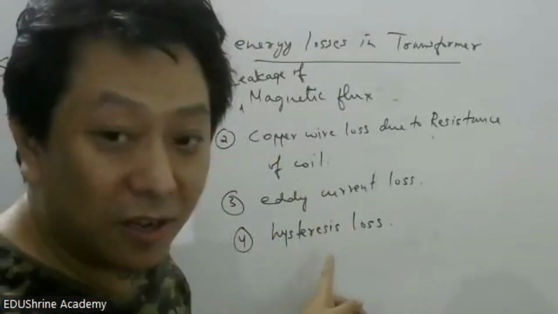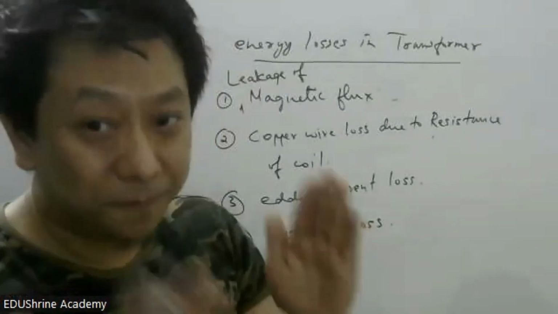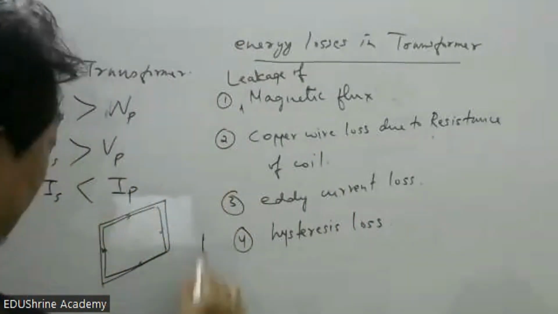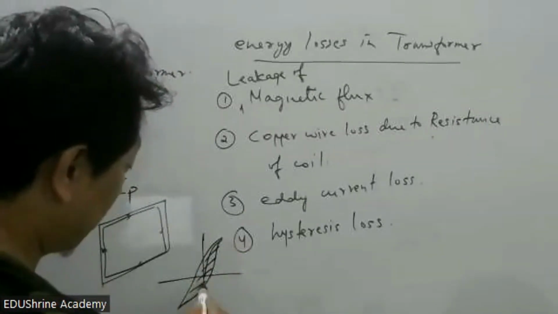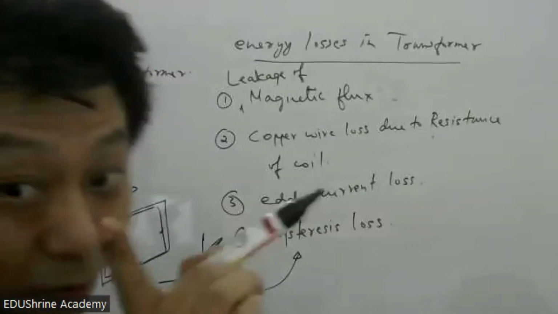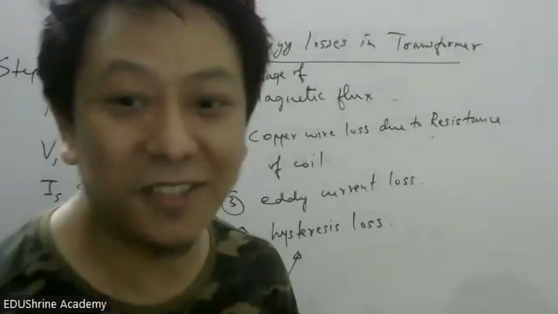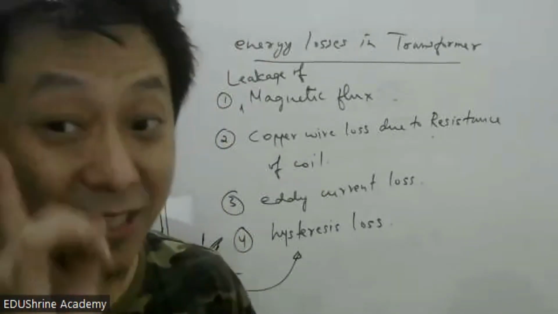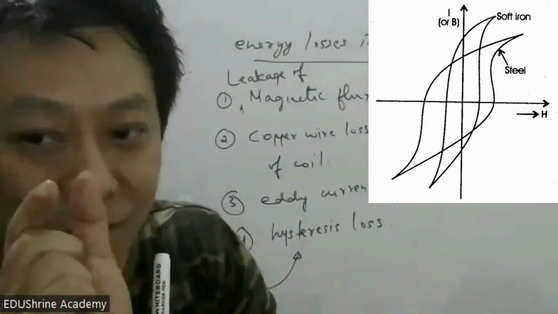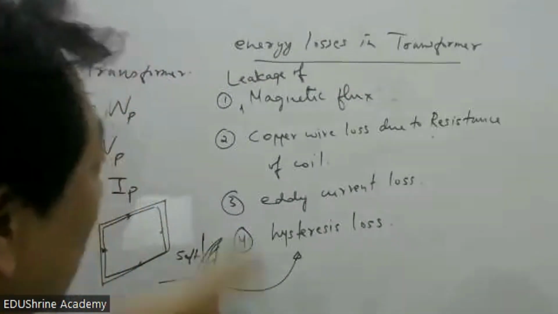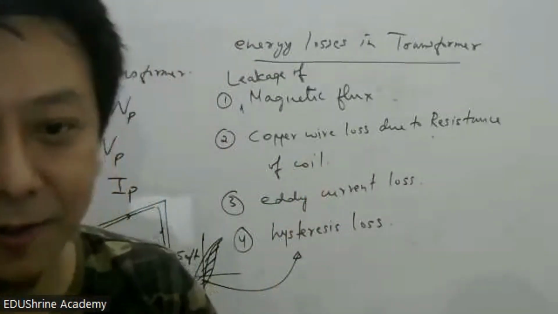And how to reduce hysteresis loss? You have to choose a material whose hysteresis graph is thin. Why thin? Because this area was related to this loss. And if you remember, soft iron had a very thin hysteresis graph. Compared to steel, steel was a little fat. Soft iron's hysteresis loop was quite thin. And that's why soft iron is very much useful in transformer. Okay, thank you for today.